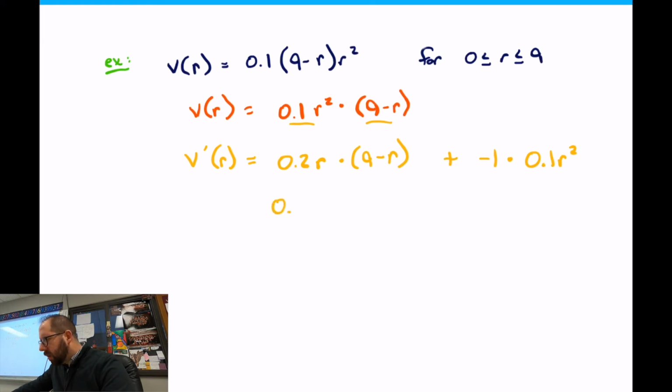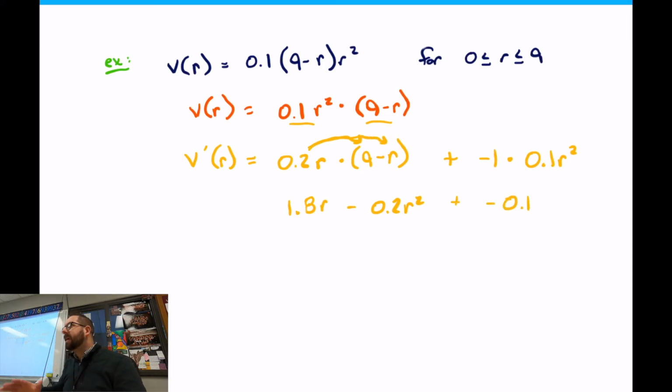0.18 r. I think that's 0.2 times 9. 0.2 times 9 is 1.8. Sorry, I got the decimal in the wrong spot. 1.8 r, and then minus 0.2 r squared. So I'm just distributing this into this parenthesis, simplifying this out, and this turns out to be negative 0.1 r squared.